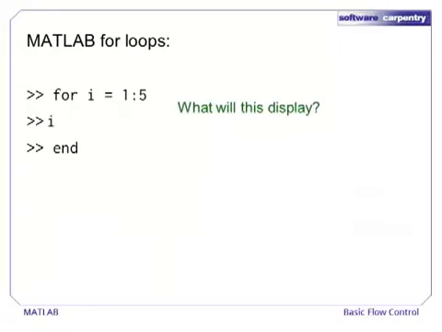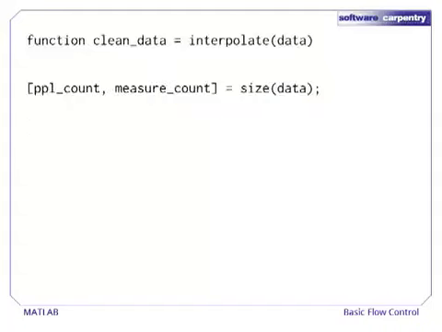You might want to guess what this loop will display if you type it on the MATLAB prompt. Since a command without a semicolon prints its response to the console, in this case, we just list the numbers 1 through 5. In our interpolate function, we need to figure out what sizes to use for loops. These can be gotten from the size function, which returns the size of the array.